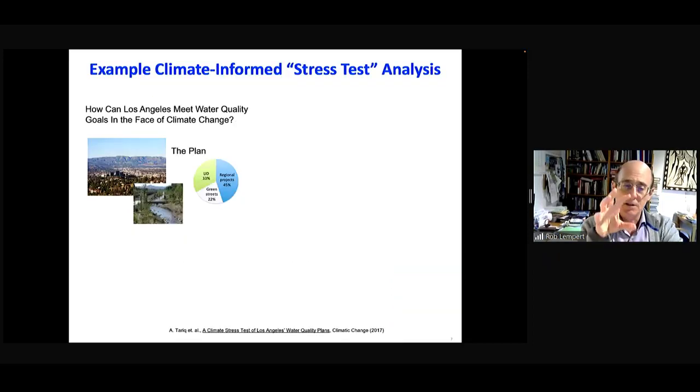So let me now dive in, not giving a broad survey of user needs, but giving you a couple of examples, which I think are maybe helpful for our discussion. So this is some work we did a couple of years ago of a climate stress test on water quality plans in the city of LA.